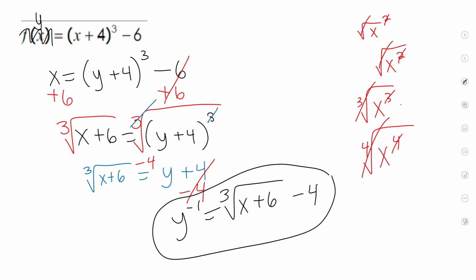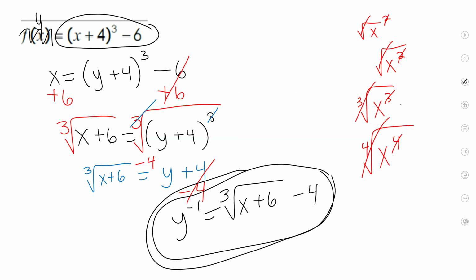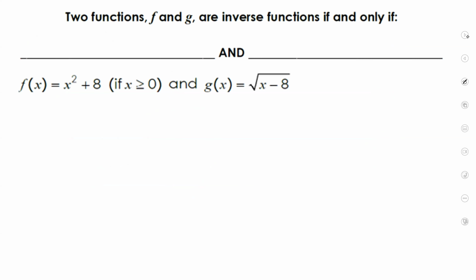Now, we are going to prove that inverses are in fact inverses of each other. What I'm saying here is that this and this are inverses of each other. Let's prove it. So in order to prove that two functions are inverses of each other, if you take the composition of both and you get x, that means they are inverses of each other. So let's try an example. Let's prove to see if these are inverses of each other.